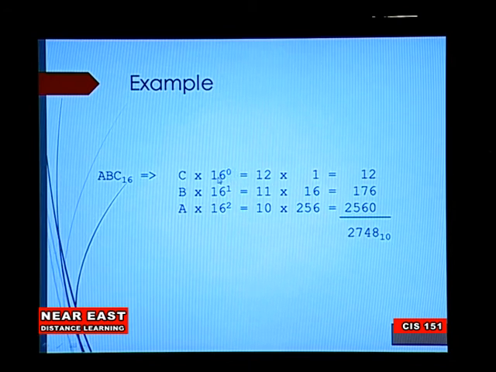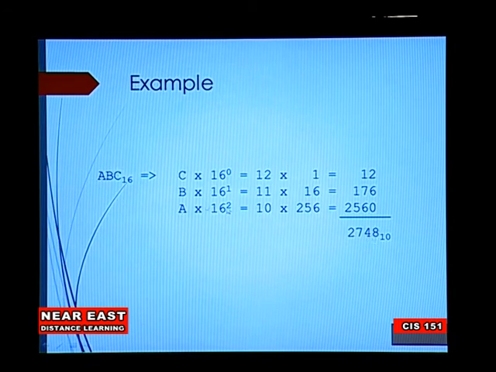So C, which is 12, multiplied by 16 to the weight 0, which is 1, gives us 12. B, which is 11, multiplied by 16 to the weight 1, equals 176. A, which is 10, times 16 to the weight 2, which is 256, equals 2,560 in base 10. We add these numbers.